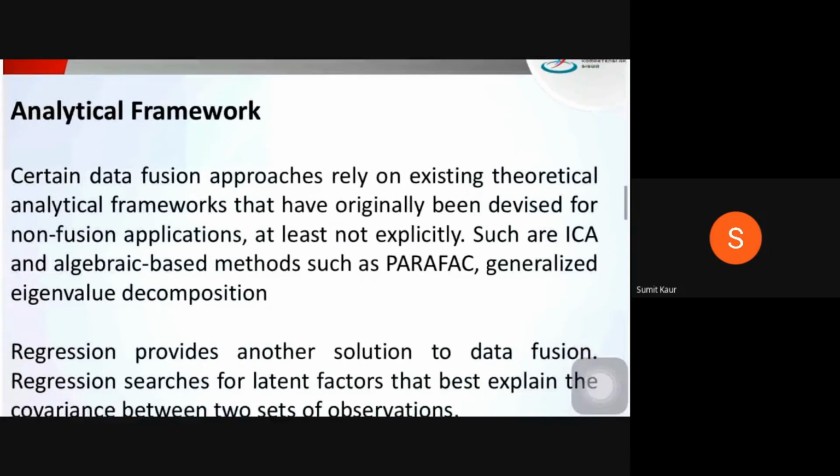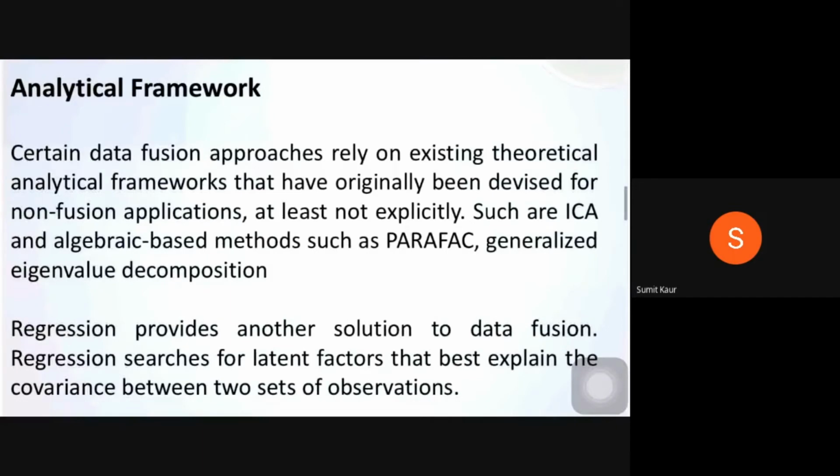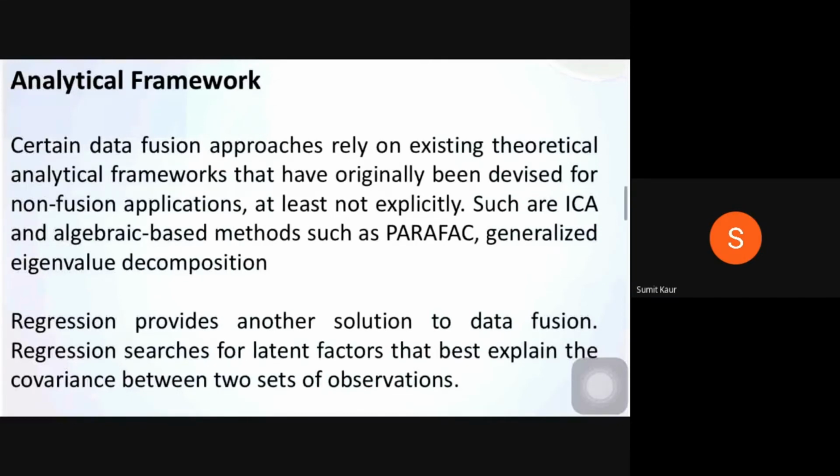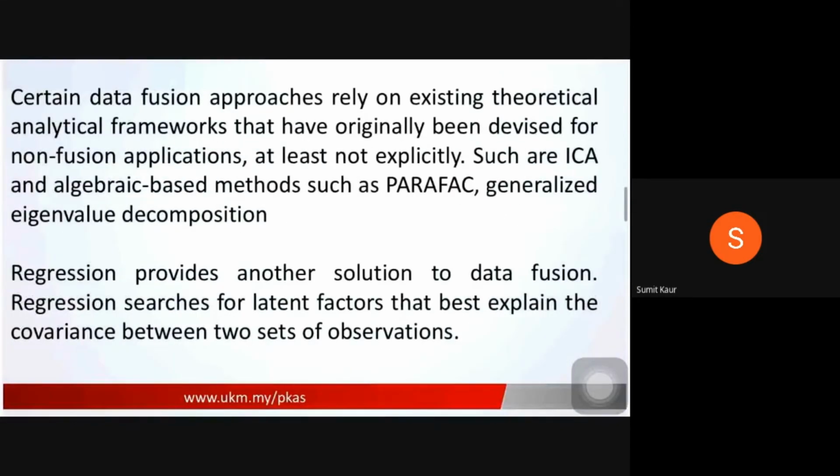What we mean here by analytical framework is that certain data fusion approaches rely on existing theoretical analytical frameworks that were originally devised for non-fusion applications, at least not explicitly, such as ICA and algebraic-based methods. We also use methods like PARAFAC and generalized eigenvalue decomposition, and so on. One very common method, which is widely used now, is regression. Regression provides another solution to data fusion. Regression searches for latent factors that best explain the covariance between the two sets of observations.